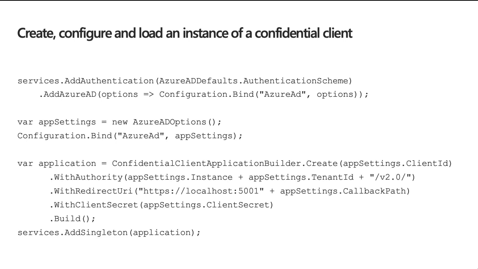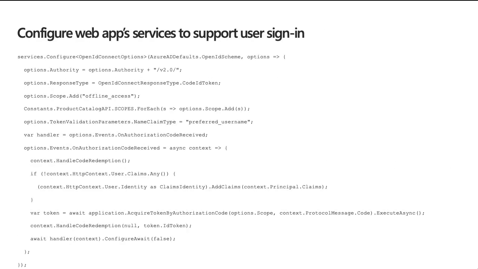Next, configure the web app's authentication by updating the ConfigureServices method in the Startup class for the project. First, configure the web app to support authentication with Microsoft Identity using the details from the appsettings.json file. And you see that here where I'm creating a confidential client application. Then configure the app's services to support the user signing in to Azure AD and providing an authorization code to the web app. The web app takes this authorization code and exchanges it for an access token using the Azure AD token issuing endpoint.